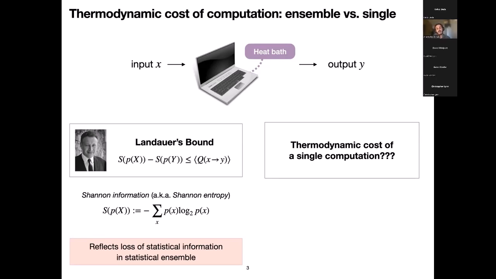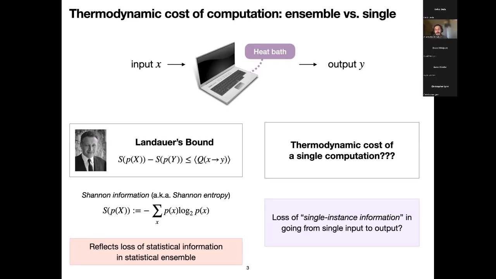Can we think of a thermodynamic cost of a single computation that maps a single input to a single output? And can we define some kind of cost that's defined in terms of the properties of those inputs and outputs? I think this is actually closer to what we might actually care about. And just by analogy, looking at Landauer's bound, we might think that maybe this could be done if we had some kind of theory of information at the single instance level. So something about the loss of single instance information could be used to quantify this cost.